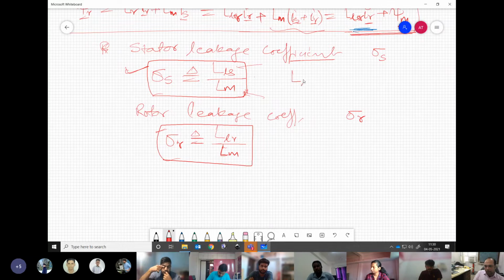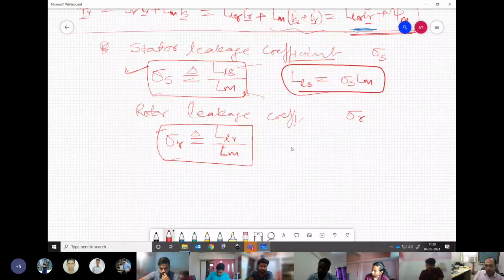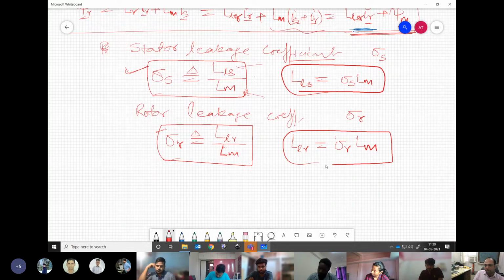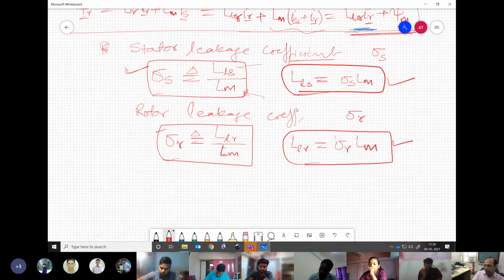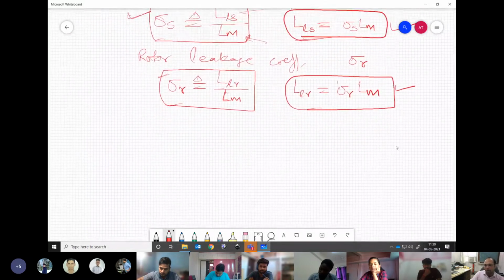Now, from this definition, we can write LLS as sigma s times LM. And from this definition, we can write LLR equal to sigma r times LM. Is that clear? This is only we are defining a term for our convenience. And it has the physical meaning of what is the percentage of leakage in terms of the magnetizing inductance, whether stator or rotor.